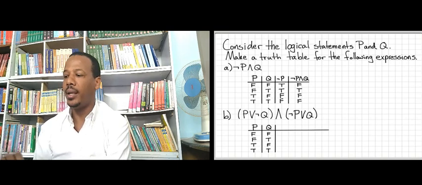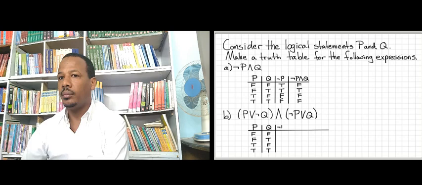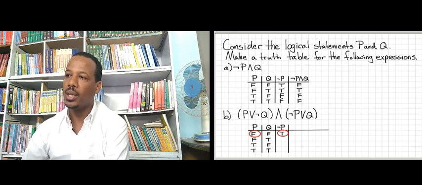Then we will find negation of P, which is the negation of the first column. So it becomes true, true, false, false. The negation of false is true. The second one again the same, the negation of false, true. The third one is the negation of true, it becomes false. The fourth is the same, again the negation of true, which is false.